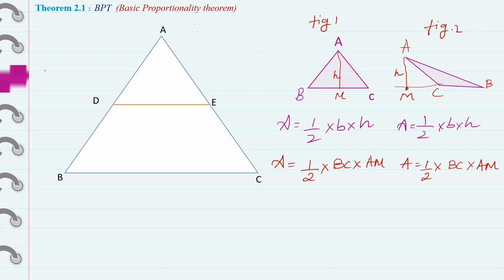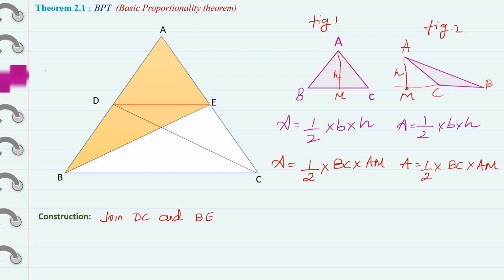Okay, so let us draw the statement figure, that is ABC is a triangle and DE is parallel to the BC. Construction. Construction means we have to join DC and BE.